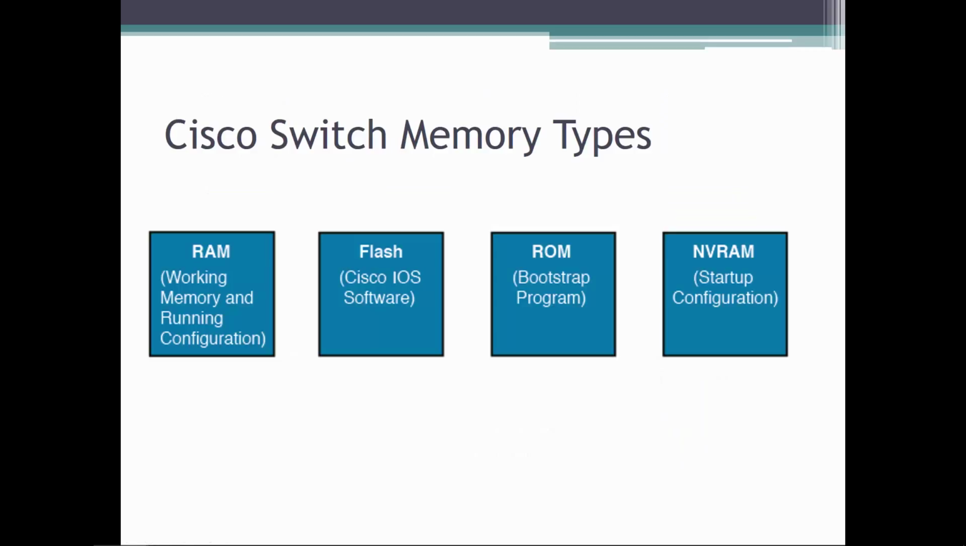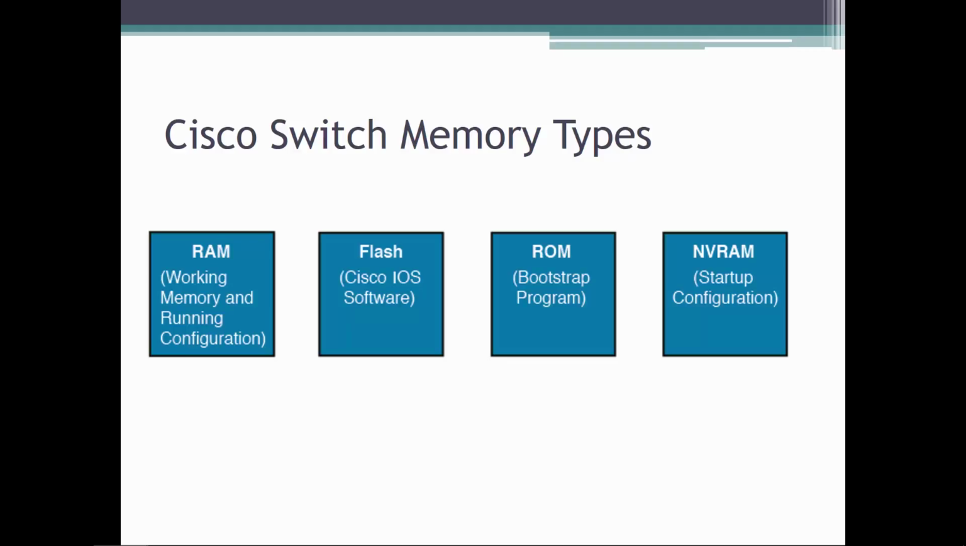All right, moving on, the different types of switch memory. So there are 4 major types of switch memory. RAM, that's going to be our working memory. It's also where it stores the running configuration. Flash is where it stores Cisco's IOS. Memory is where it will be loaded into. ROM will be the bootstrap program and our POST program. NVRAM will be our startup configurations. These are important to know because I'll ask you questions about what's stored in this type of memory. So you need to know.